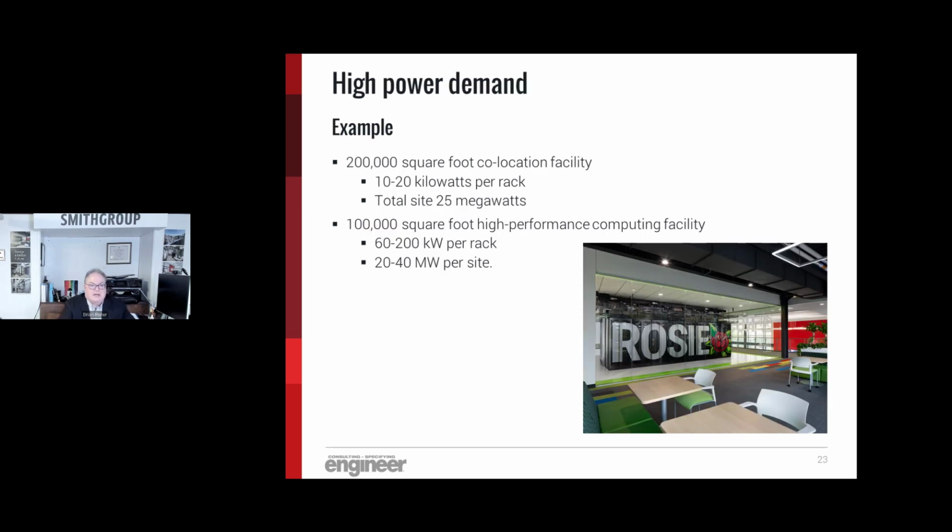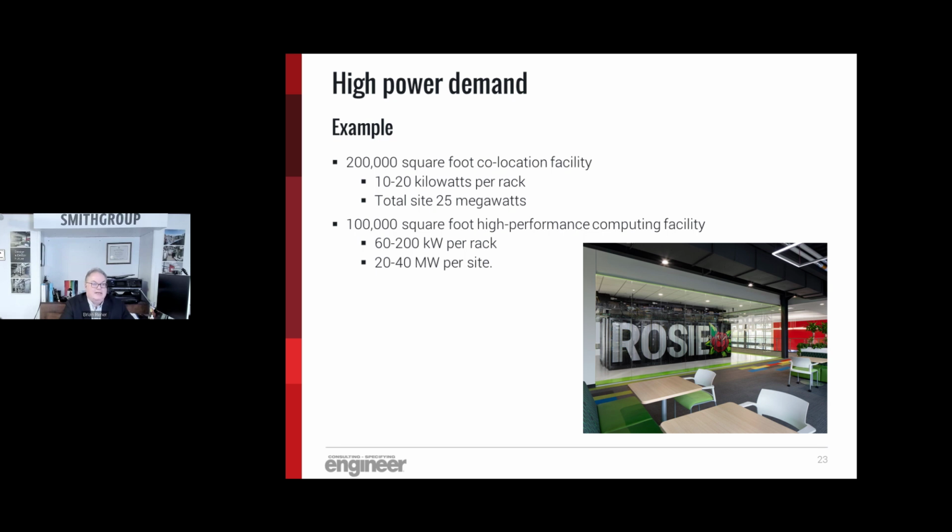So let's look at two hypothetical examples. One is a 200,000 square foot co-location facility. Maybe it's multi-story, as multi-story data centers are a big deal these days, so maybe it's a 3 or 4 story data center. In this, we usually measure power demand by kilowatts per rack. You might have 10 to 20 kilowatts per rack in a standard co-location, even in an enterprise or social media company. So for this 200,000 square foot data center, you could have a total site power required of nearly 25 megawatts.